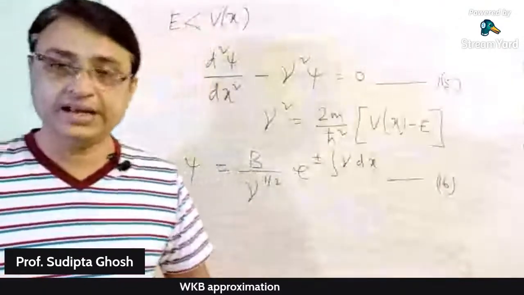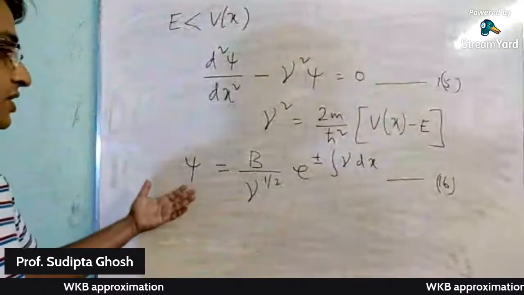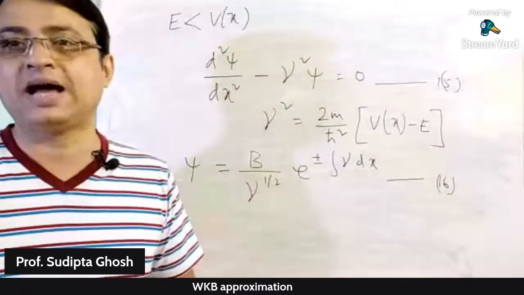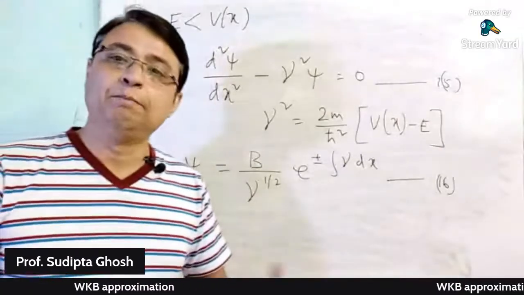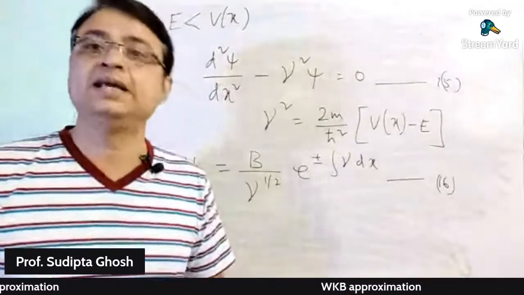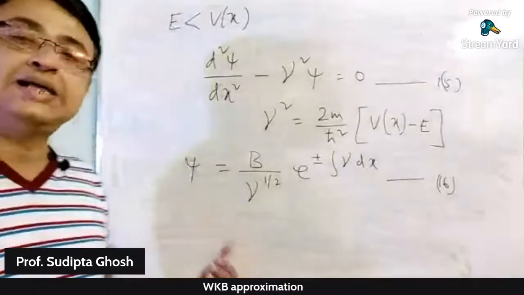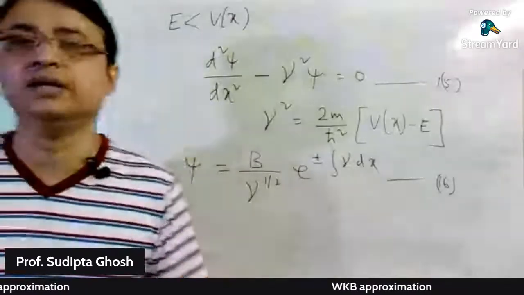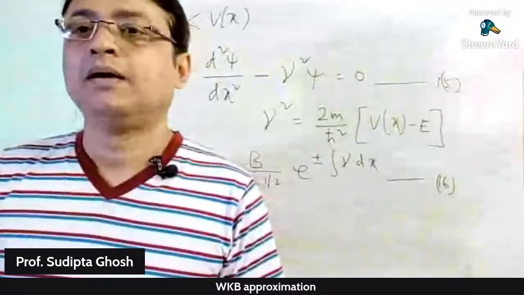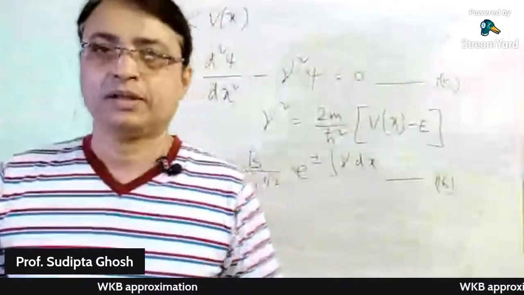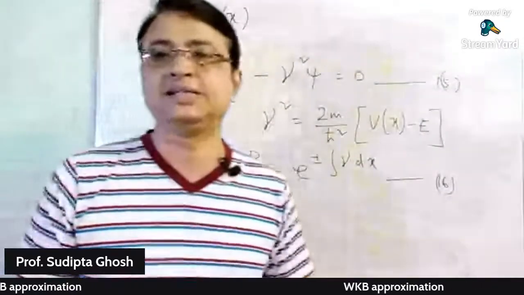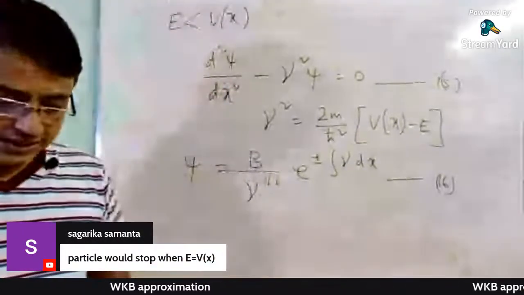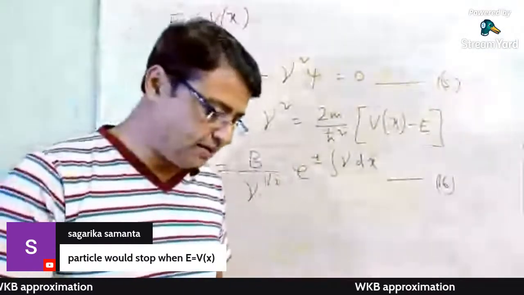And the other expression is psi equals B by gamma to the power half. You have considered it rightly: again for E equals V(x), as gamma tends to 0, psi goes to infinity. Yes, Shagorika, I am discussing this particular case. Yes, the particle would stop when E equals V(x).